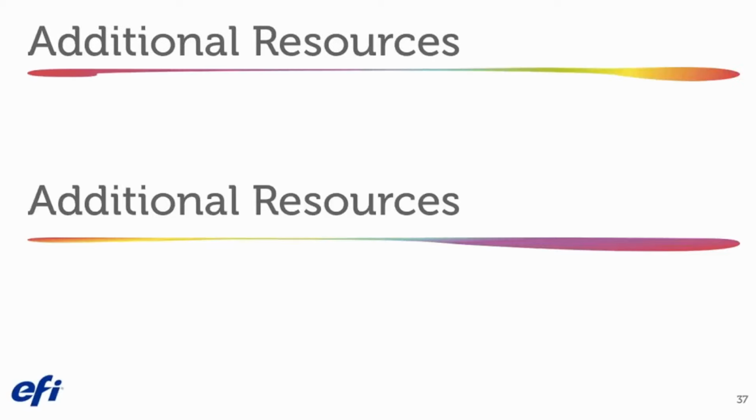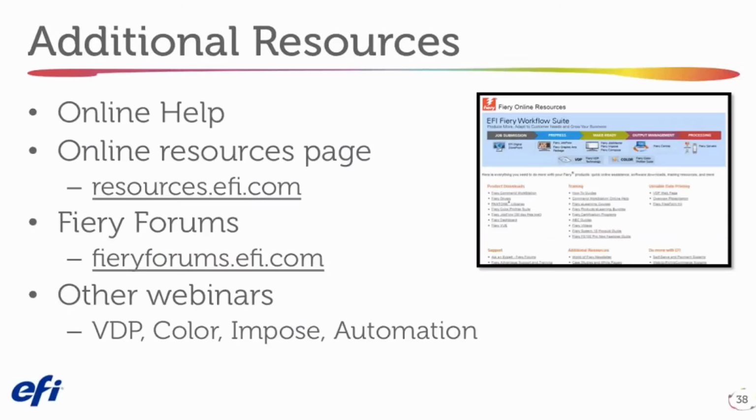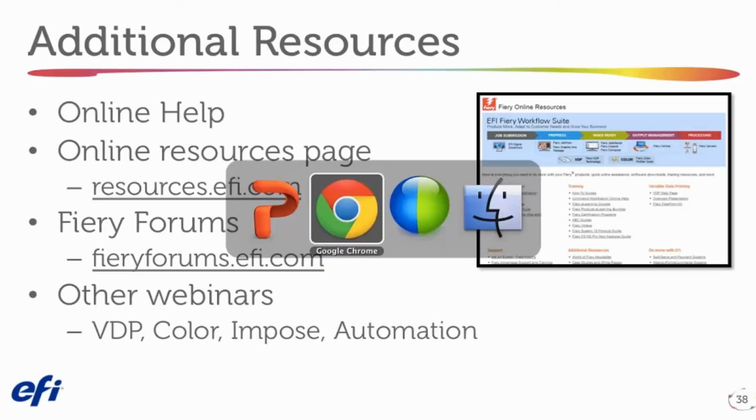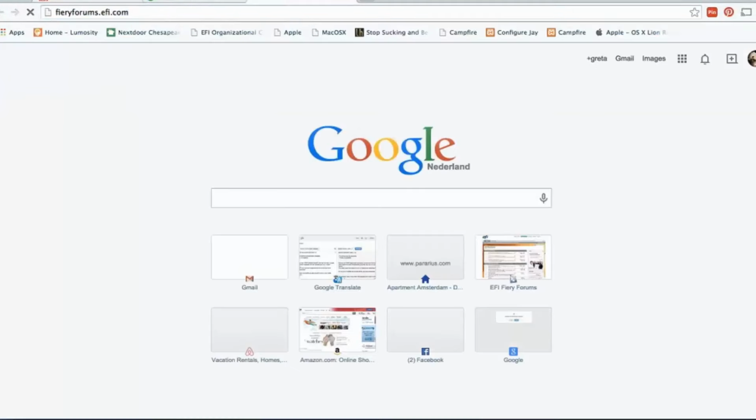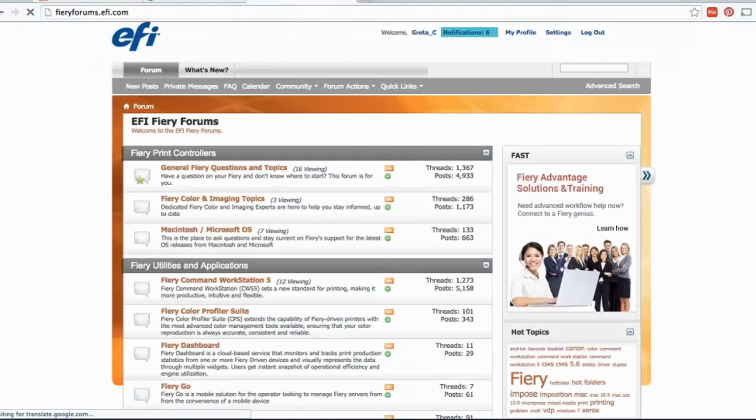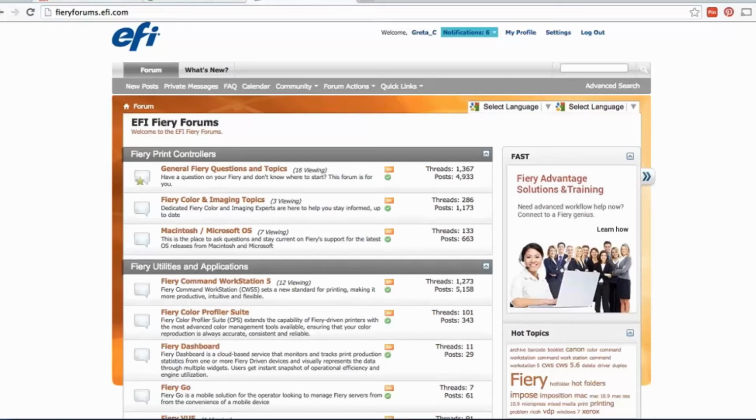We've got online help, for example, some online resources and the Fiery forums. So I'm going to show you that. Fiery forums is my favorite. This is a forum that's absolutely free to join. We've got thousands of users in there at the moment. There are different forums such as general, color and imaging, but my favorite, of course, is Command Workstation.